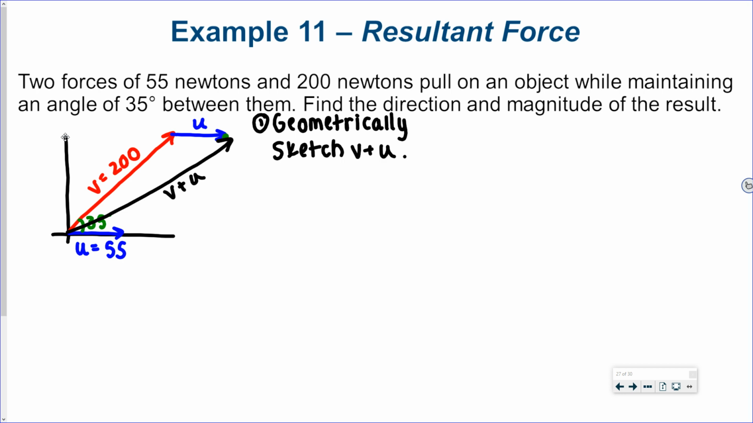Okay. So now I can use law of cosines because I want to find the magnitude and the direction of the resultant. Here's what we know. Since these are the same, these are parallel, same direction. So if this angle right here is 35 degrees, what's this angle right here going to be? 35, yep. Alternate interior angles. Nice. Meaning this angle right here is how many degrees?